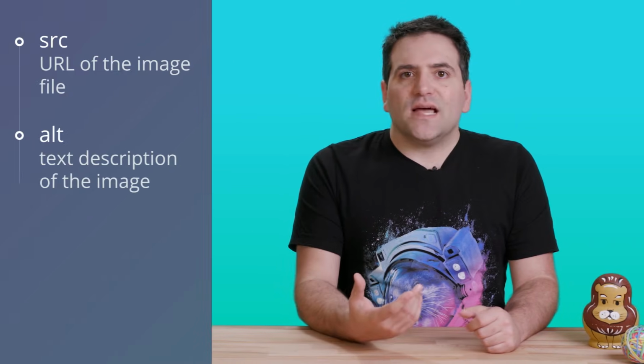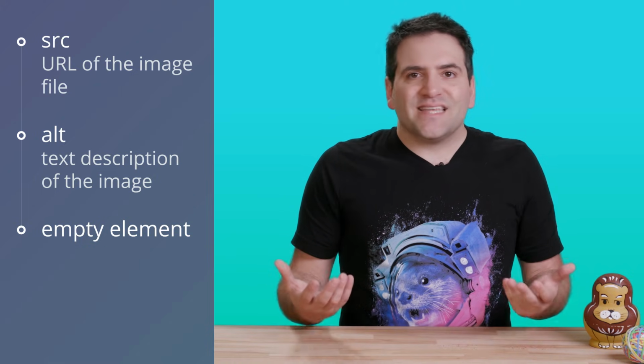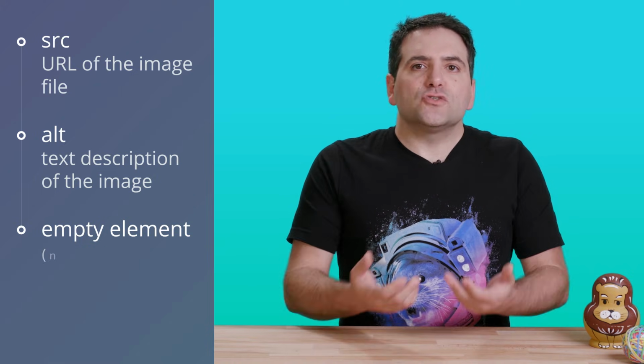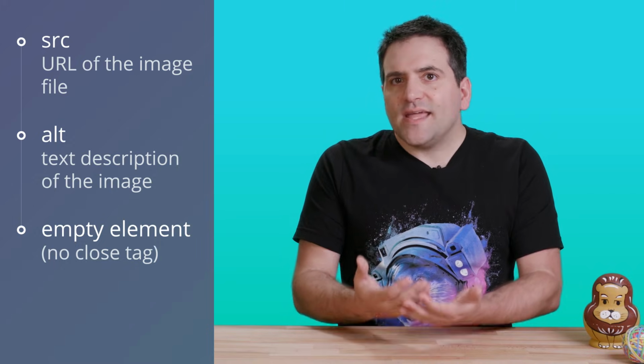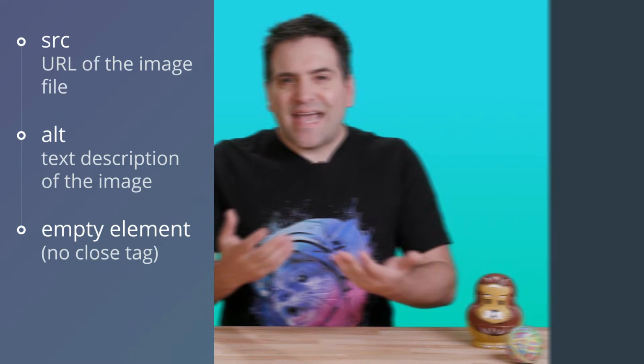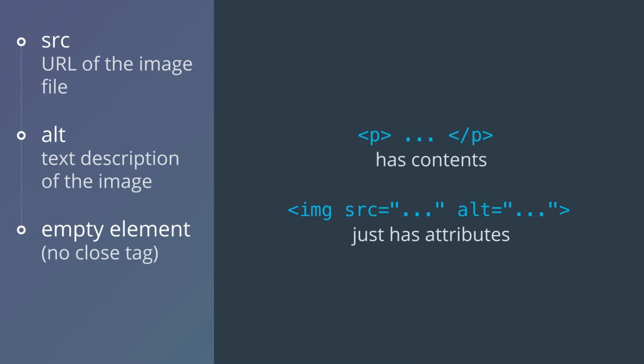And the img element is an empty or void element, like br. It doesn't have any textual contents, and there's no close tag for it. Remember, contents of an HTML element would be text between an open and a close tag, like a p element. In the sense that we're using here, the src and the alt on an image tag are not contents. They're HTML attributes of that element.